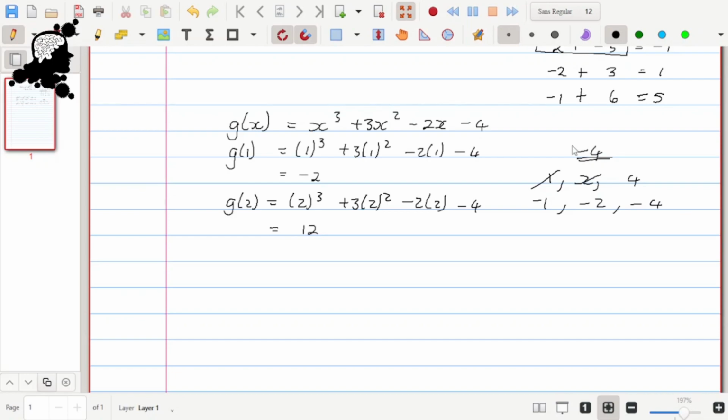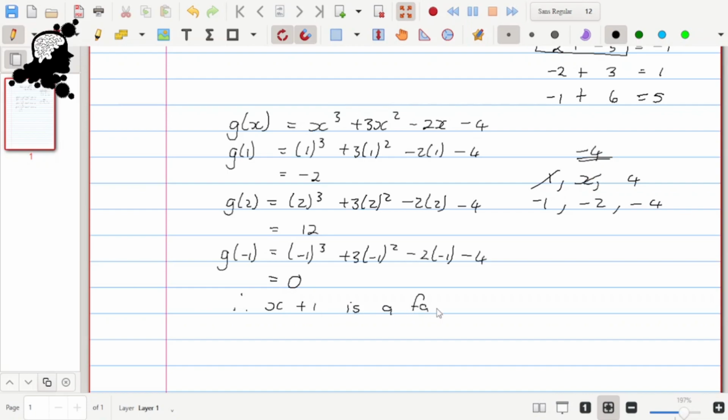Let's actually take x equal to minus 1. So g of minus 1 is equal to minus 1 cubed plus 3 into minus 1 squared minus 2 into minus 1 minus 4. If you type this into your calculator, you will actually get 0 as an answer, which is what we're looking for. Therefore, we have found our factor. We would say here x plus 1 is a factor.